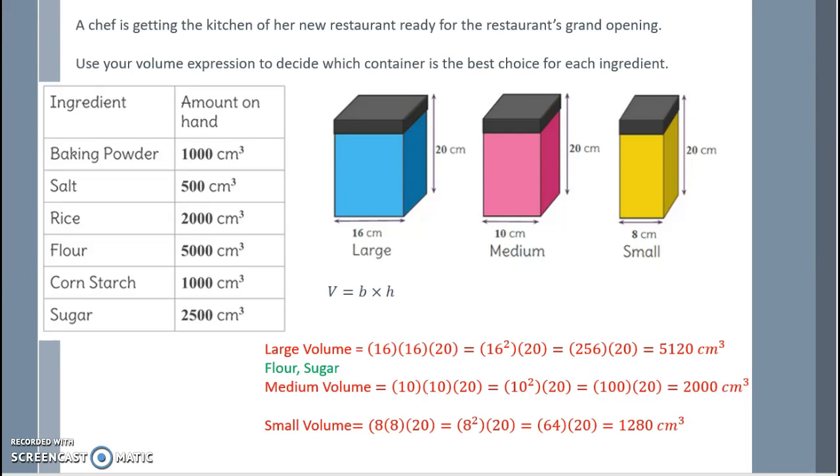Those that can fit into the large container are those that are closest to and over 2,000, because they won't fit in the medium. So it looks like flour and sugar are both larger than 2,000, but not larger than 5,120. Rice looks like it'll fit in the medium container because it contains exactly 2,000 centimeters cubed. And then baking powder, salt, and cornstarch all are less than or equal to 1,280 centimeters cubed. So that'd be a good one for them.